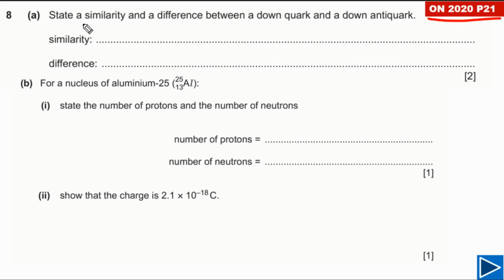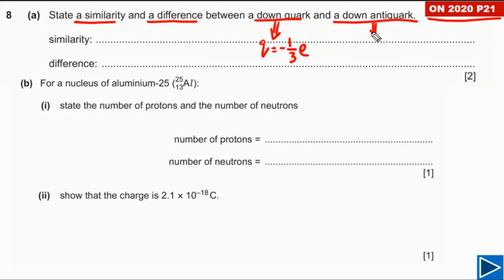Question 1, part A: we need to state a similarity and a difference between a down quark and a down antiquark. If you simply remember the charge on a down quark, the charge on a down quark is equal to minus 1/3 of the charge on a single electron. So simply you can write that down.